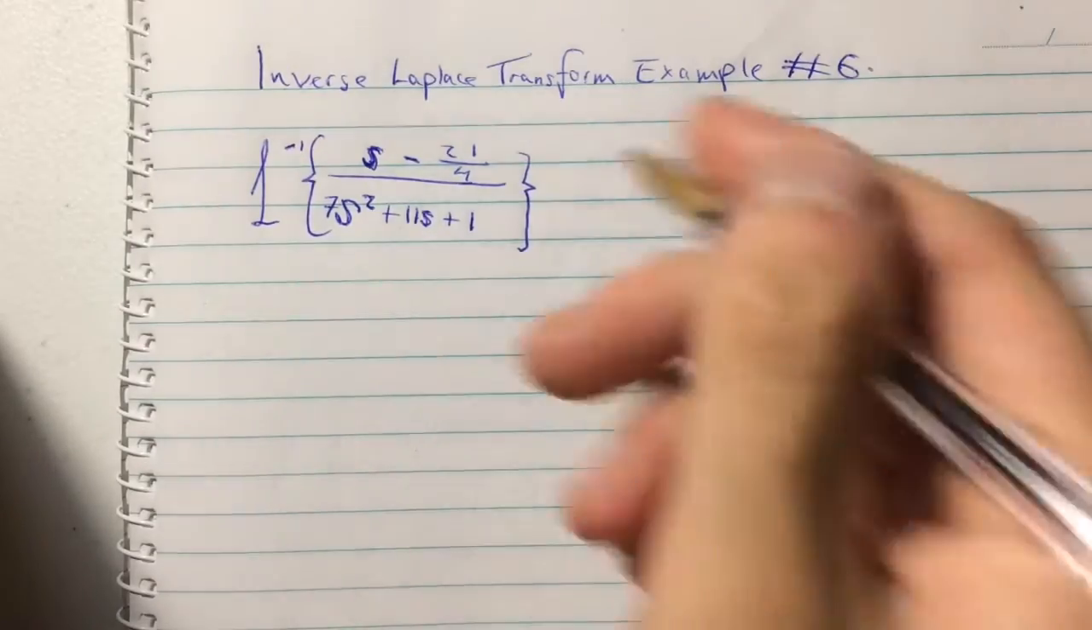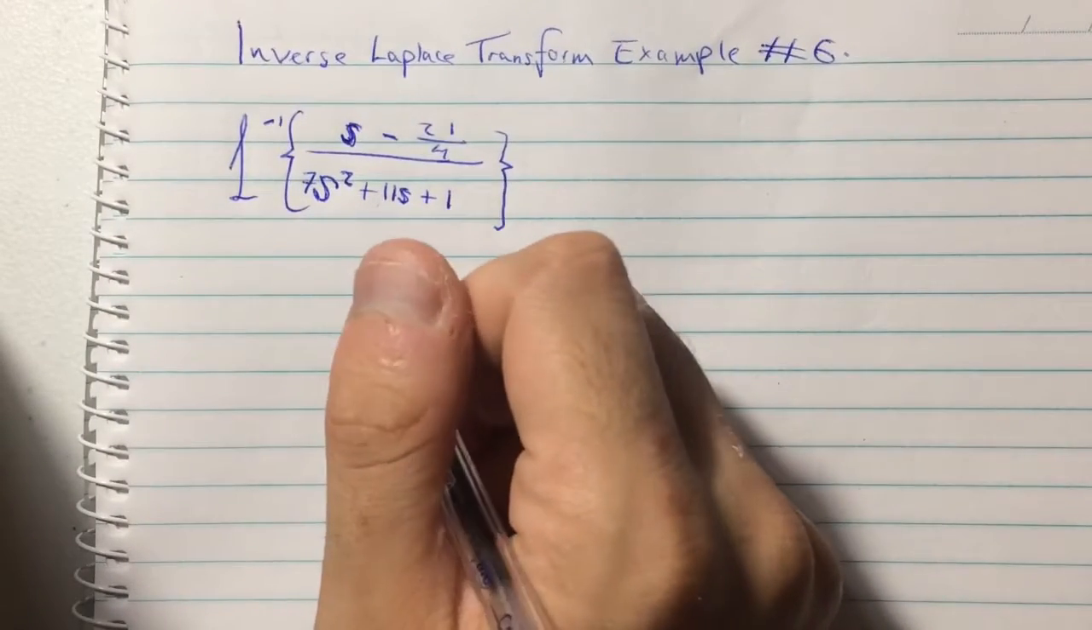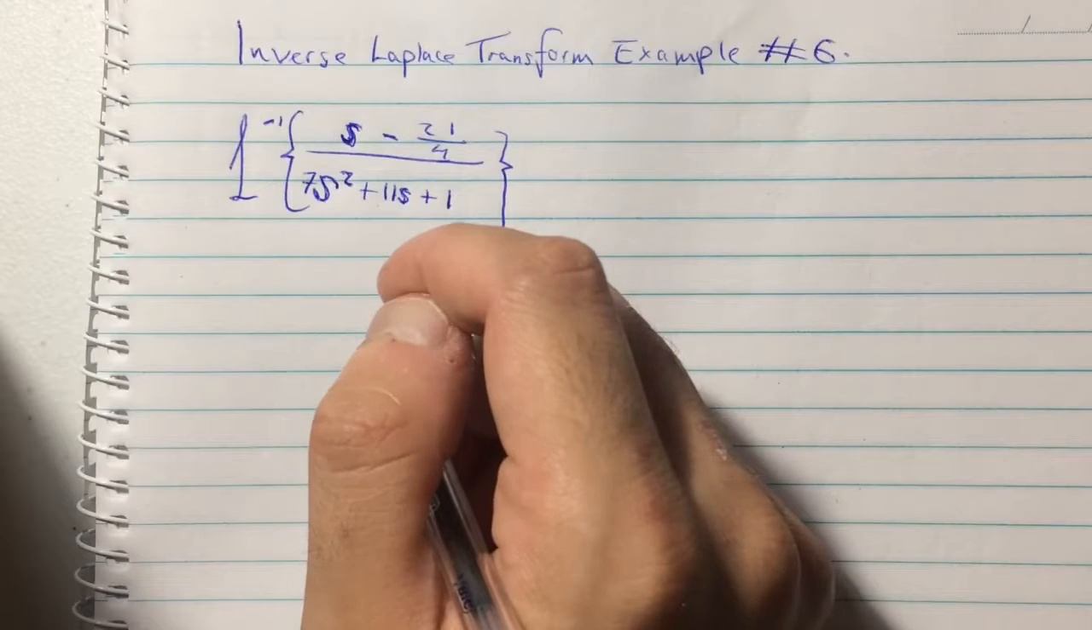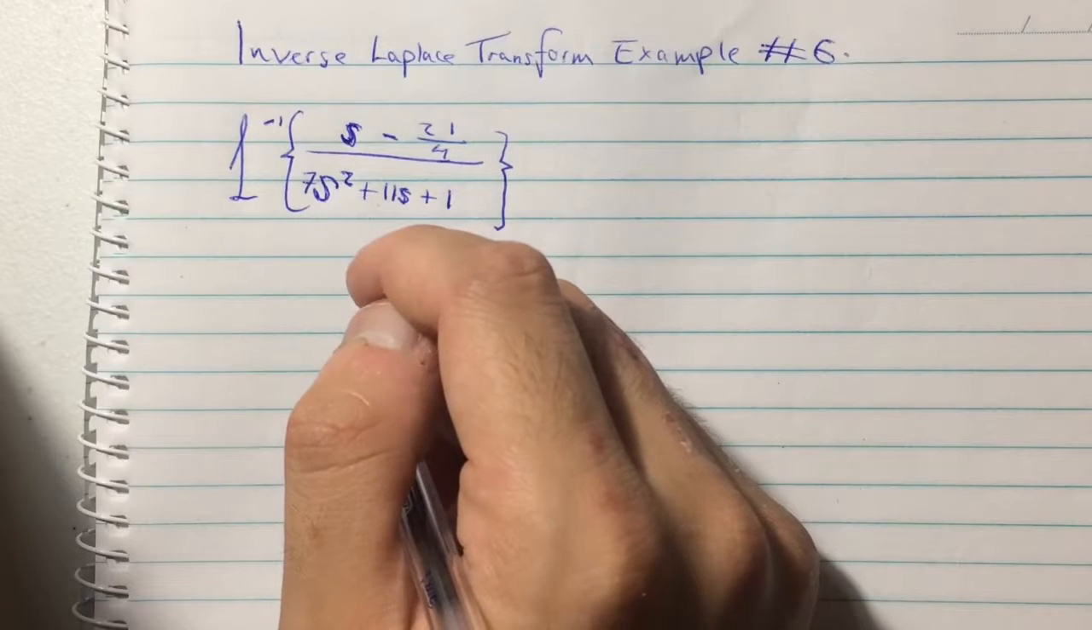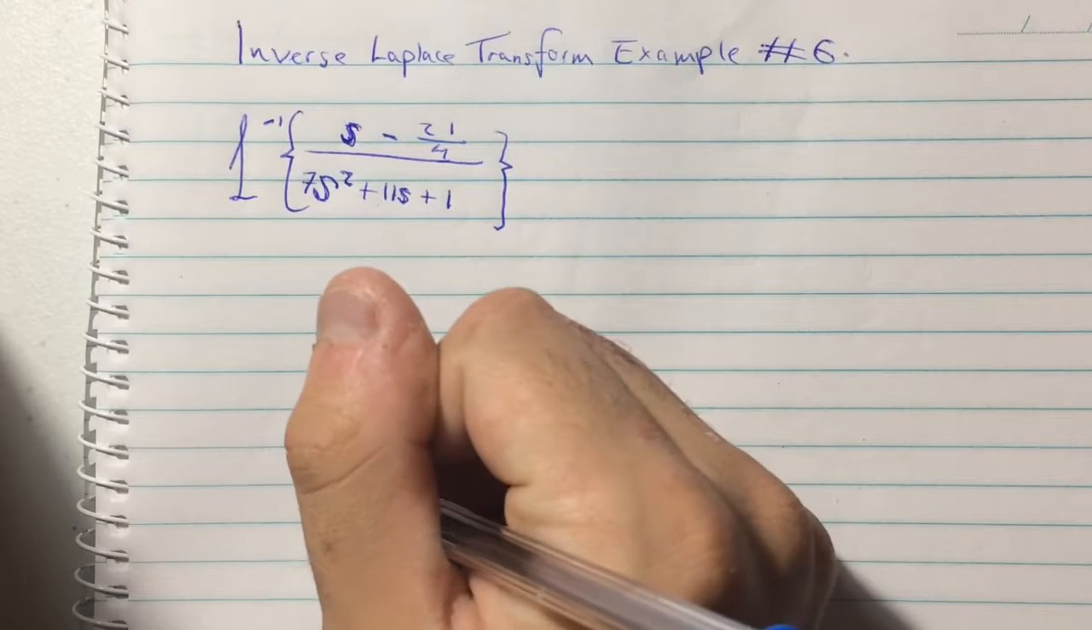Yet again, jumping the gun. So this is the inverse Laplace of, this is example 6. I might start incorporating examples after this of solving what they call initial value problems, aka differential equations.